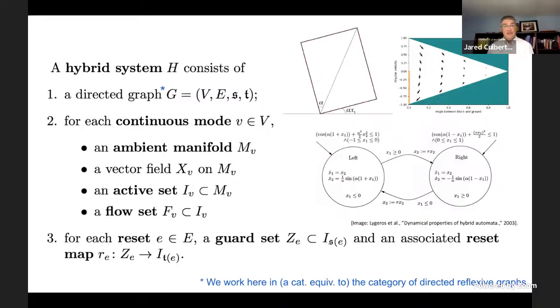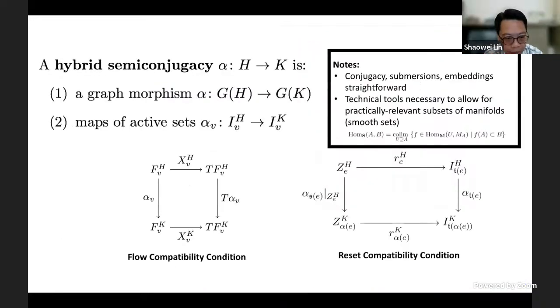Yeah, that's a great question. Yes, usually the active set is the union of both the flow set and the guard sets. We didn't make it a requirement that this is the case because there are some technicalities where sometimes you might end up with a larger active set through some construction than the union of the guard sets and flow sets. But that's certainly the idea there, that the active set is just a way of keeping track of where interesting things are happening in this larger ambient manifold. Yeah, thank you, Jared. Cool, thanks.